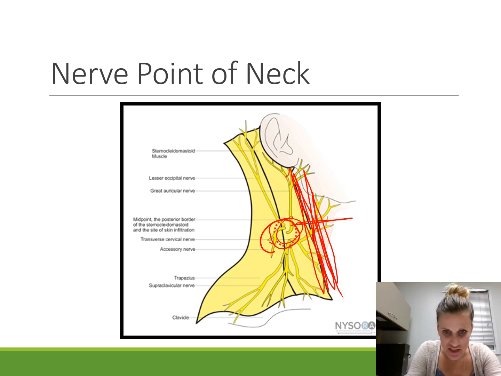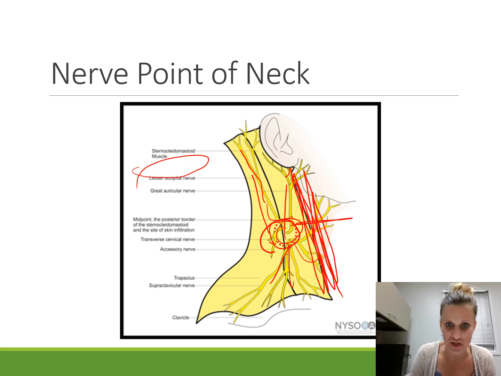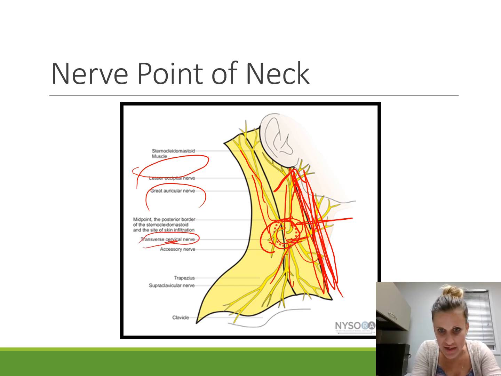So the nerve point again refers to this area right here, and then you can see how you have nerves fraying off from there to go to the occipital region. So this is the lesser occipital nerve going back to the occipital region. The great auricular nerve, right? Auricular refers to the ear. So the great auricular nerve is going up towards the ear. The transverse cervical nerve is heading out in a transverse fashion. Oh yeah, supraclavicular is shown. The supraclavicular nerve comes down right over the clavicle.